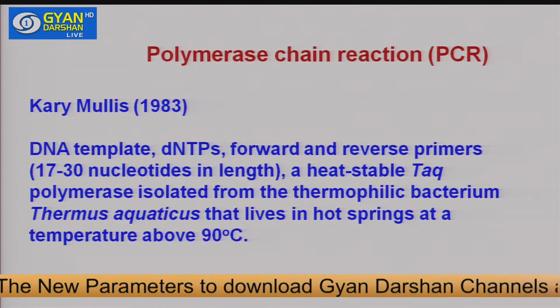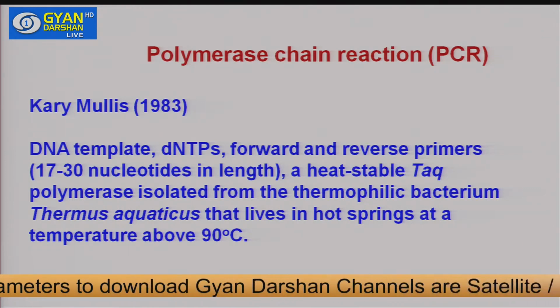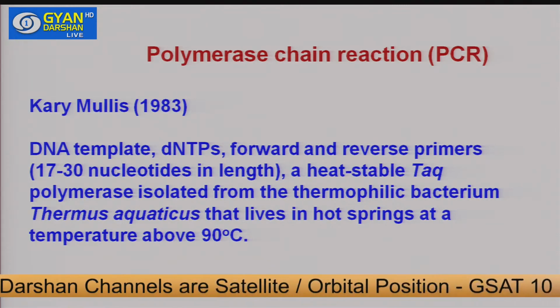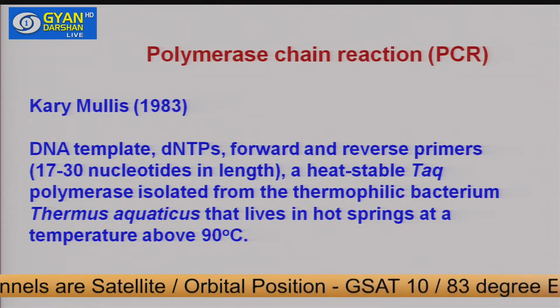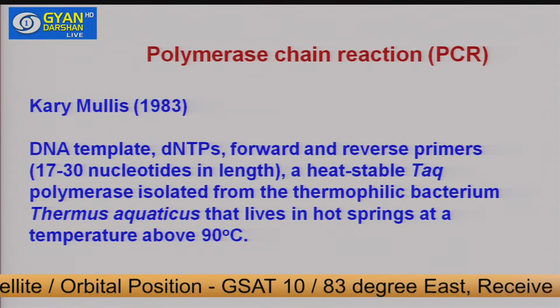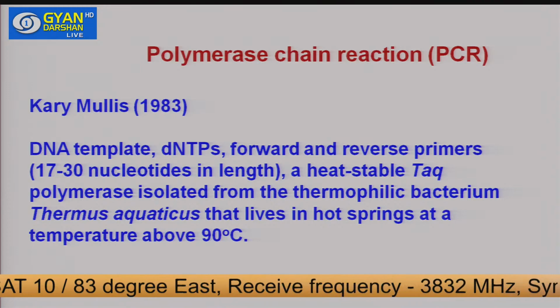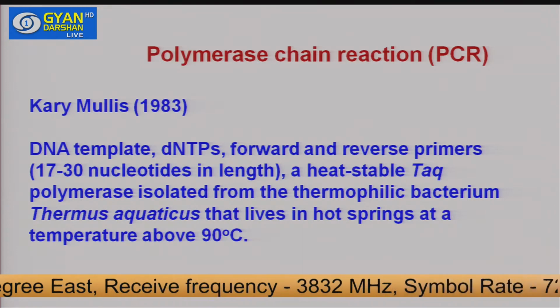Now the reason why you are not using normal DNA polymerase for amplification is that you need to undergo a denaturation step in the PCR reaction, and that denaturation step is almost 94 or 95 degrees centigrade. And at such high temperature, the enzymes will not be able to maintain their activity. So you need to have a heat stable enzyme, and therefore you use this Taq polymerase.